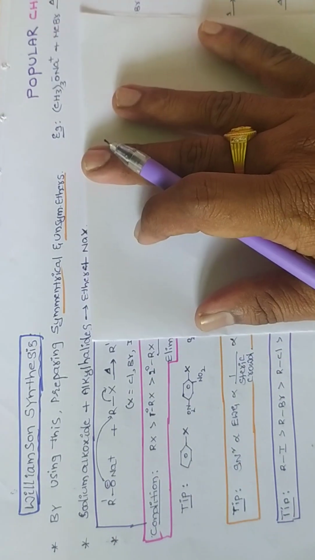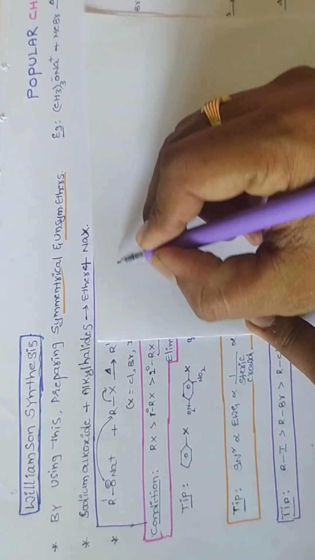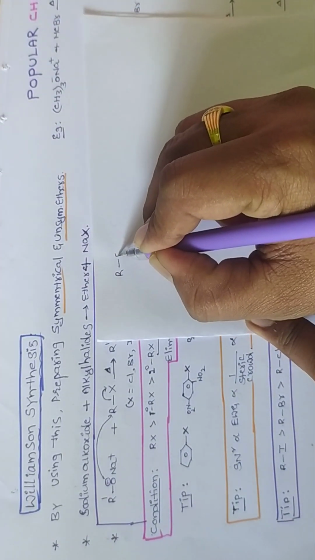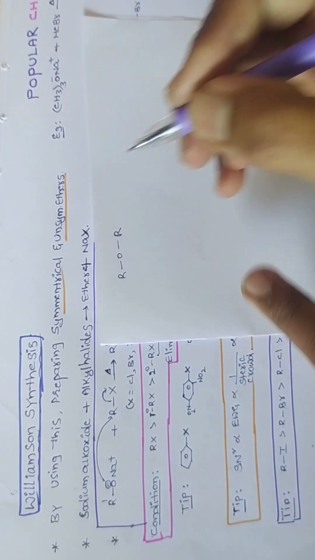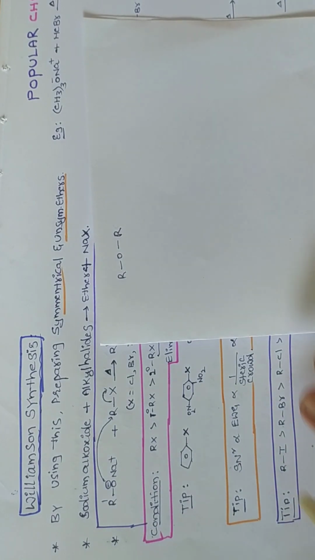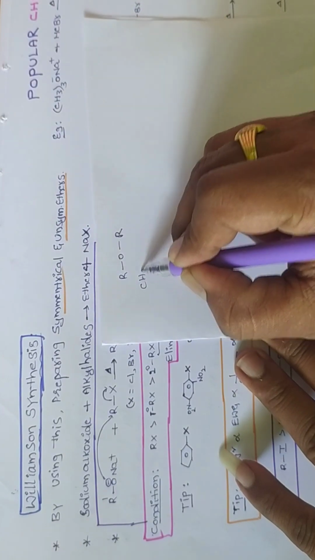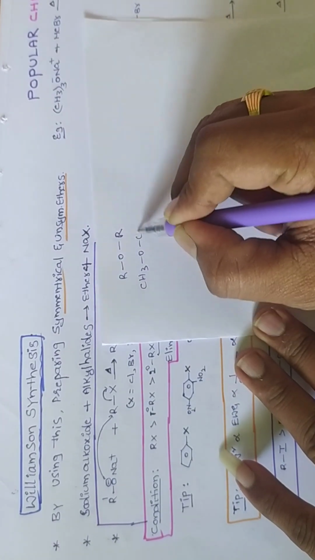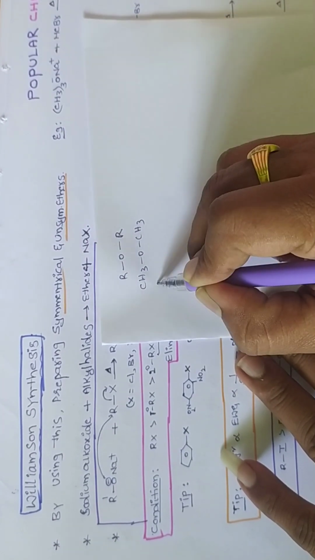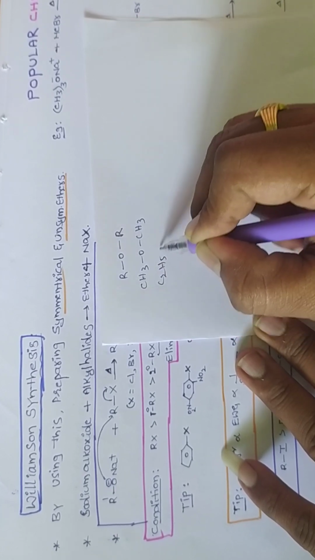What is the meaning of symmetrical and unsymmetrical ethers? The best example for the symmetrical ethers is ROR. This is the symmetrical ether. Dimethyl ether is a symmetrical ether. Diethyl ether is a symmetrical ether.